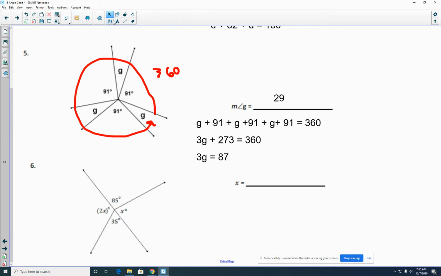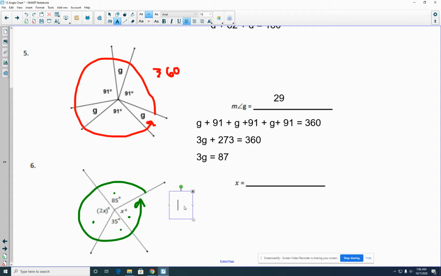Okay, and then finally we have this one down here. Again, angles that meet at a point. This is a 360. You start here and work your way around. So we get x plus 35 plus 2x plus 85 equals 360. We can go ahead, combine like terms, and we have that x is 80.